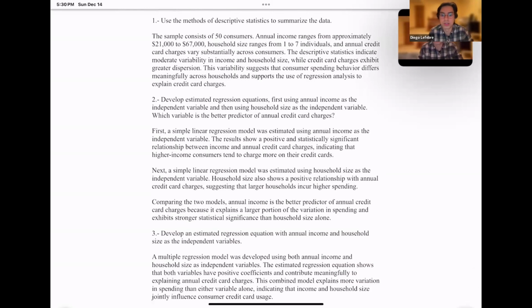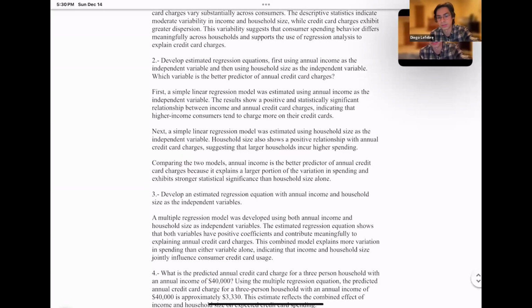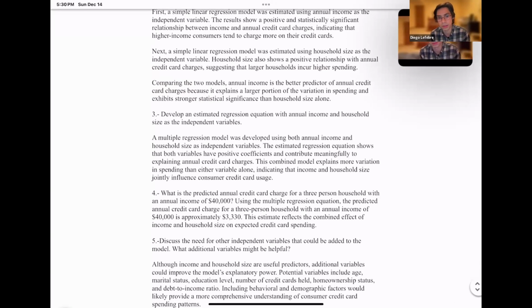A linear regression model was used to estimate charges using annual income as the independent variable. The result shows a positive and statistically significant relationship between income and annual credit card charges, indicating that higher income consumers tend to charge more on their credit cards. For household size, we also found a positive relationship with annual credit card charges, suggesting that larger households incur higher spending. Comparing the two models, annual income is a better predictor of annual credit card charges because it explains a larger portion of the variation in spending and exhibits stronger statistical significance than household size alone.